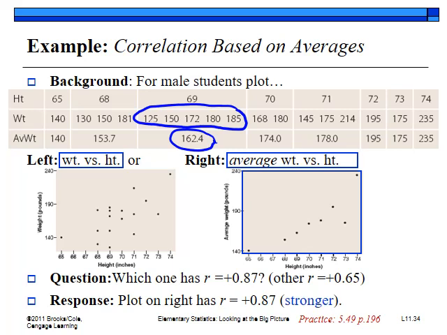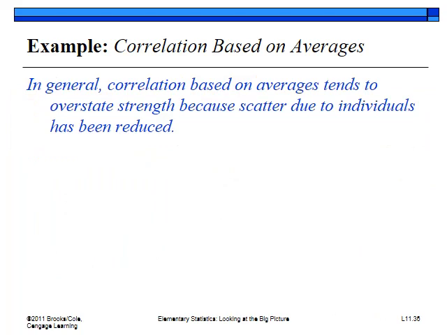Correlations based on averages are sometimes called ecological. We want to watch out for ecological correlations because they are artificially inflated. The reason why is that ecological correlations smooth out the individuality. It takes each of the individual points and collapses them down into one single point. So all that individual variation gets smoothed and ironed out.